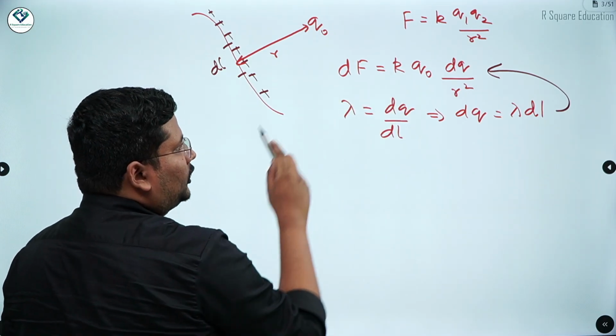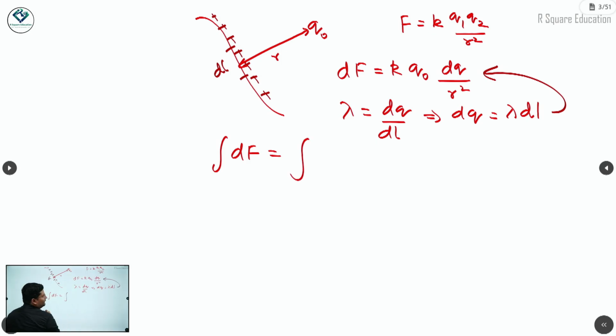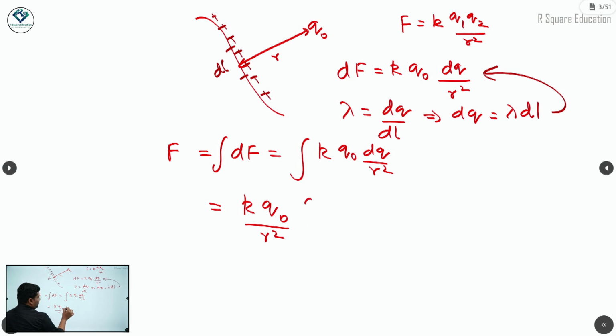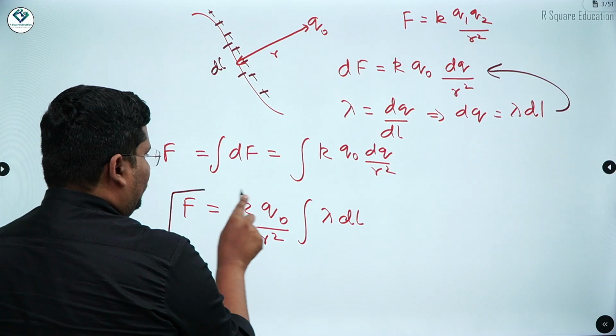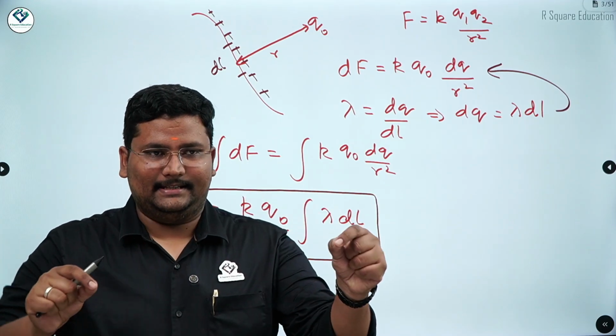If I want to know the total force, what I will do, I will integrate it on both sides, correct. So k q naught dq by r square, it will give you force. So k q naught is going to be constant coming out, and also even r square. So integral, instead of dq what you can do? Lambda dl. So this is going to be the force between the charge and the line charge density.